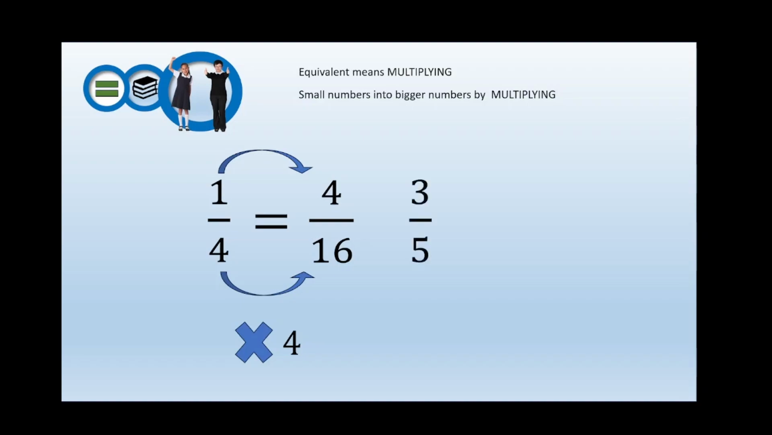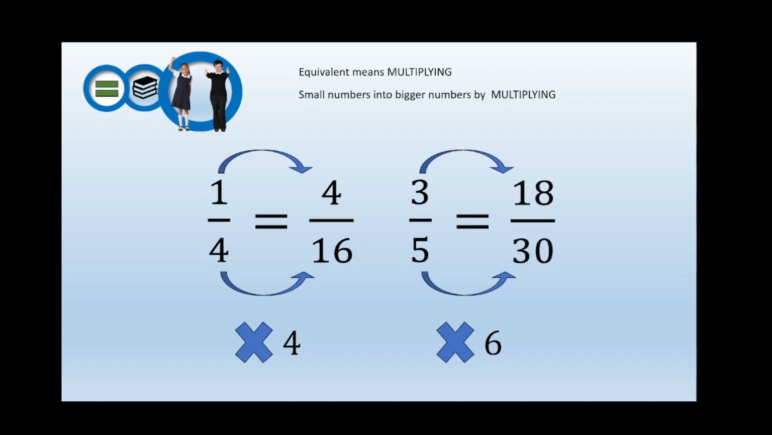Let's have another go. 3/5. We're going to multiply this by 6. But remember, you can pick any number you like, but we're going to use 6. What's it going to be? You know what to do. 3 times 6 is 18. 5 times 6 is 30. So that's the equivalent fraction.